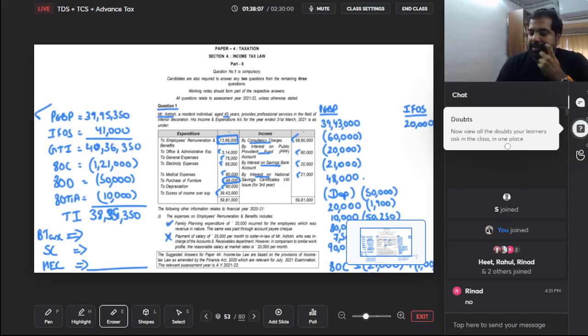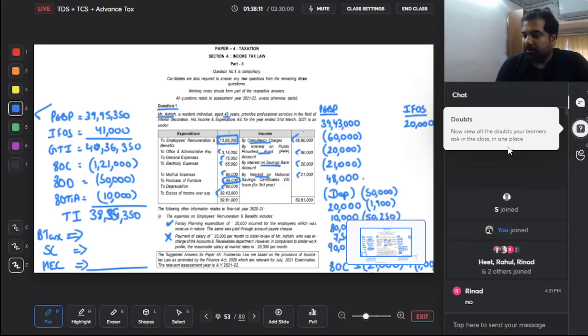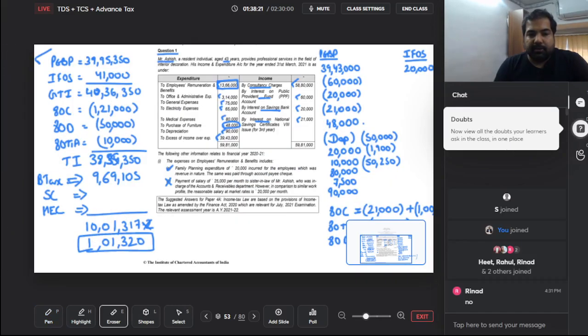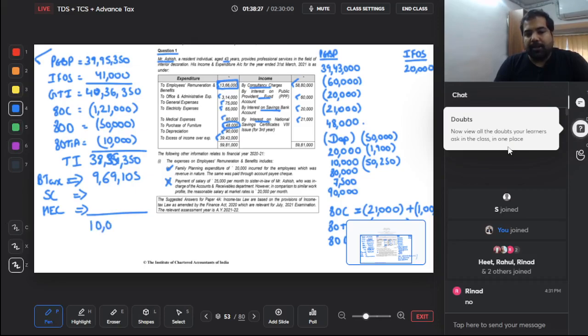Just changing. 9,69,105 will be the tax. Basic tax will be 9,69,105, and into 104% is 10,07,869. 10,07,869.2, which is 870.